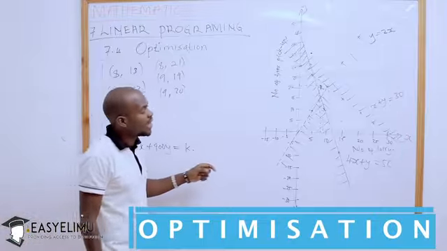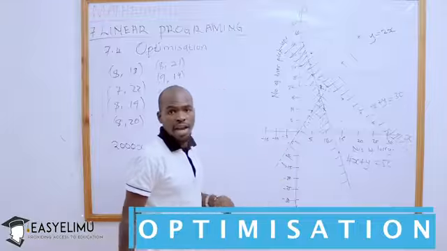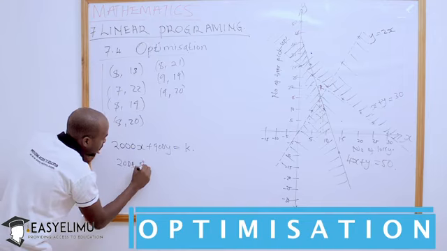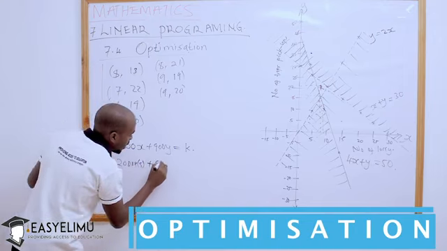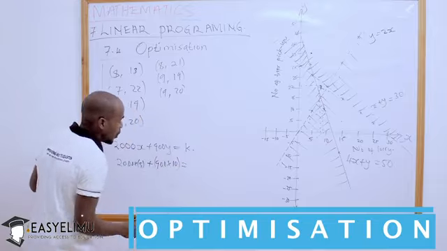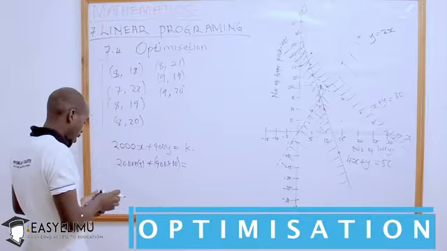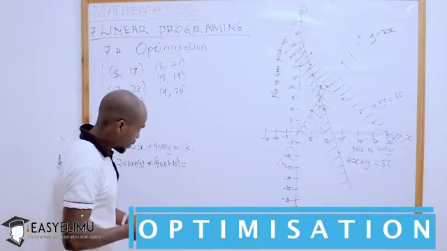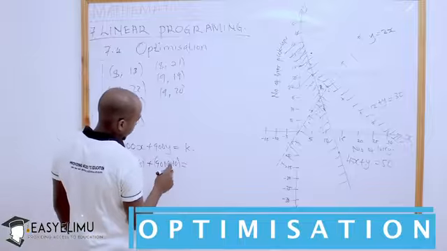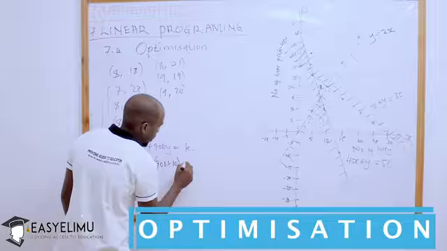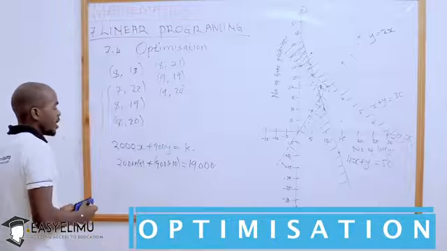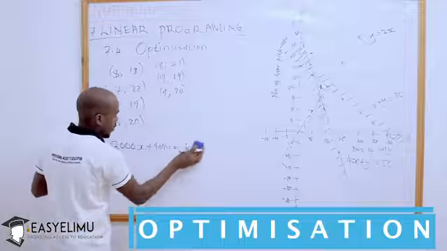So we are going to select a point like 5, 10. If we select 5, 10, we shall say 2000 multiplied by 5 plus 900 multiplied by 10. Then we add: that is 10,000 plus 9,000, and we are going to get 19,000. If we get that, then let's use it as our function.